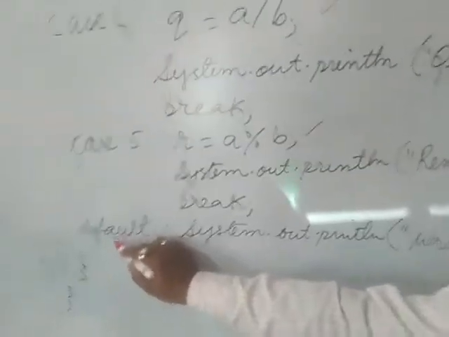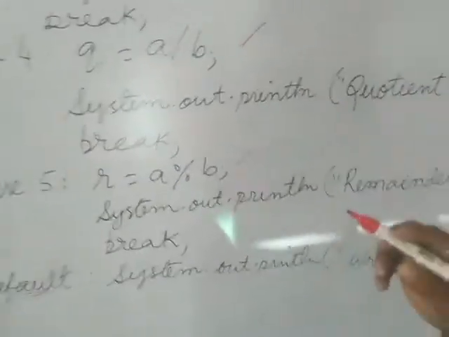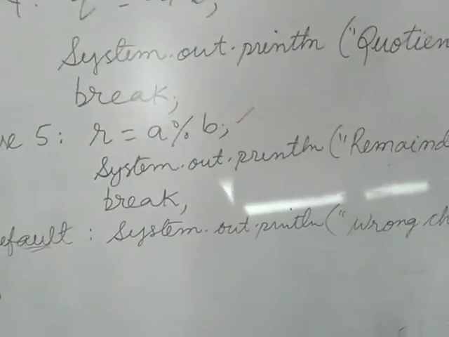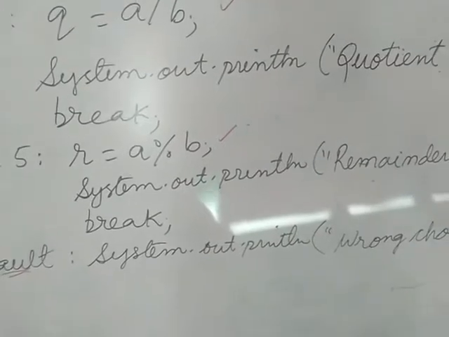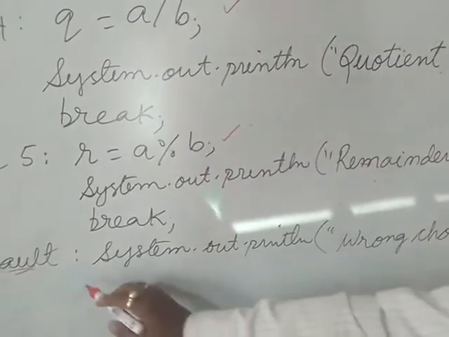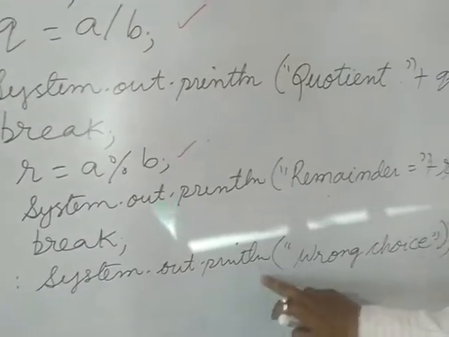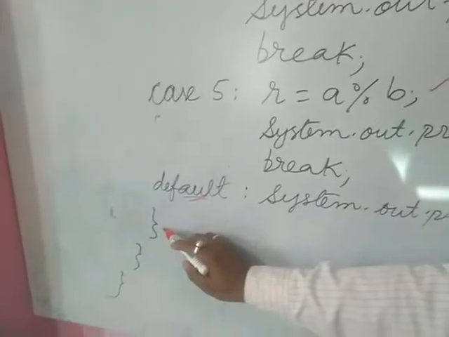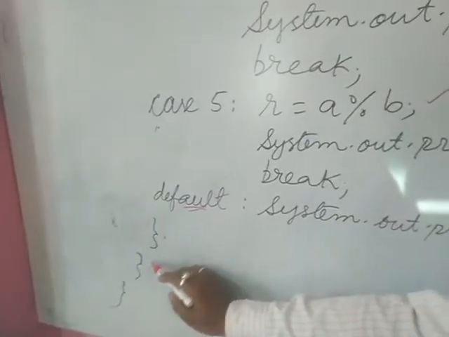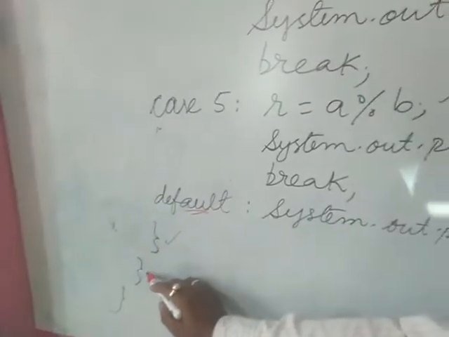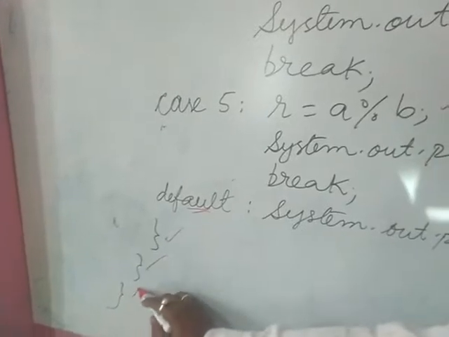Now what is the importance of this default statement? Default statement means, suppose the computer or the compiler does not find any of the conditions true, then this default statement will be executed. System.out.println wrong choice. Then we are closing the bracket for switch, then public void, then class.